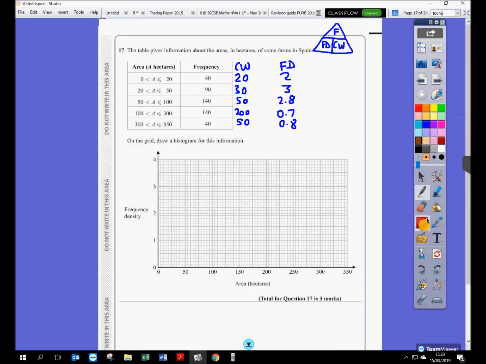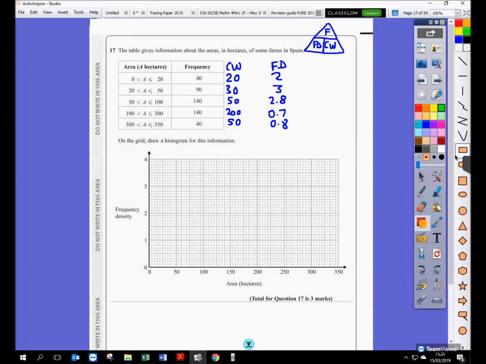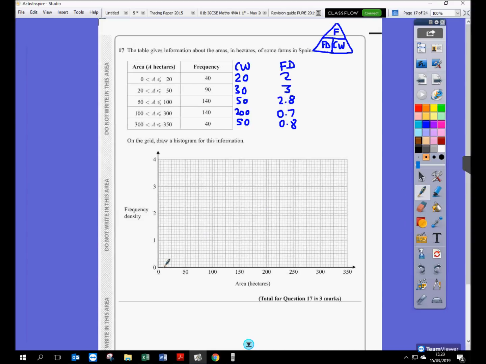Okay, it's just a case of drawing the bars now. Got to make sure the bars are exactly the right width. The scale is a bit awkward at the bottom here. So each 2 squares is worth 10. Perhaps put a mark every 2 squares. Yeah, that should be okay now.